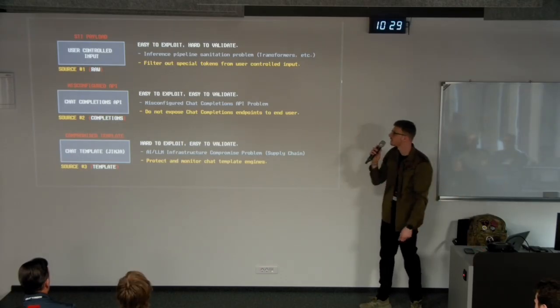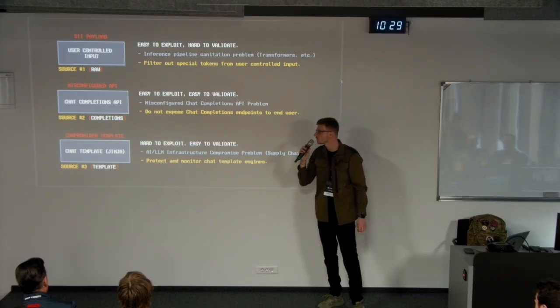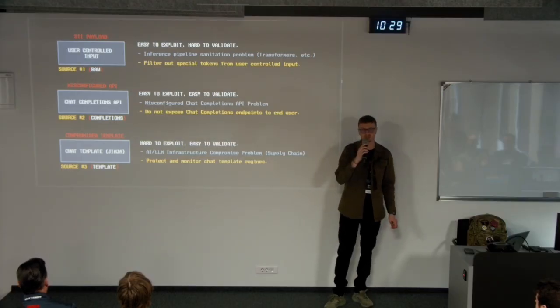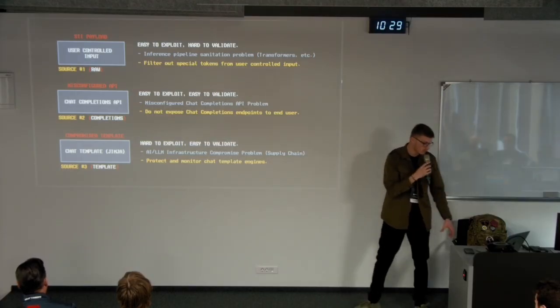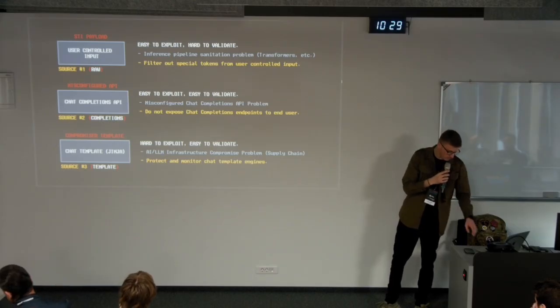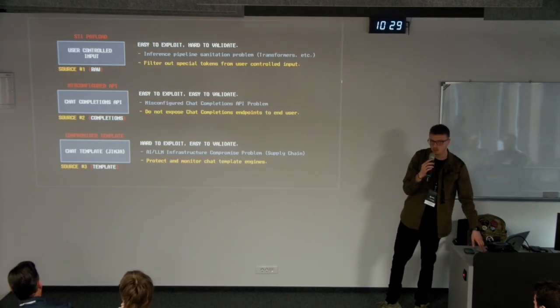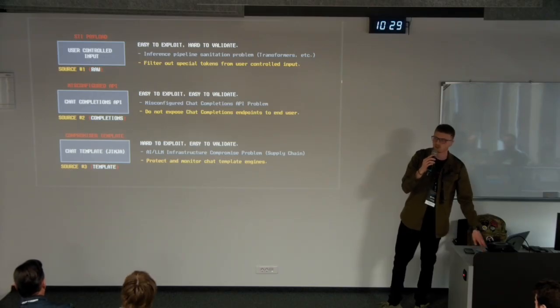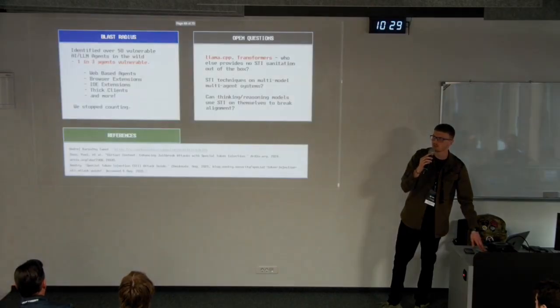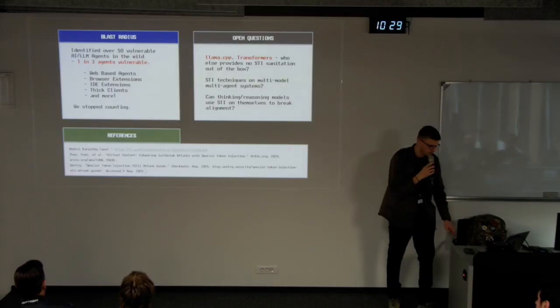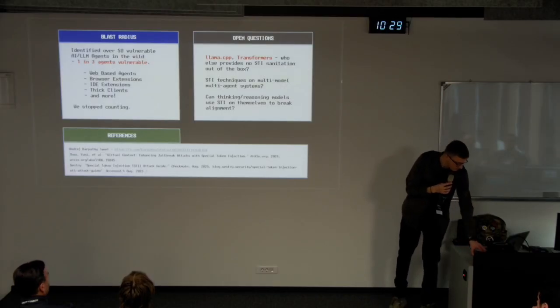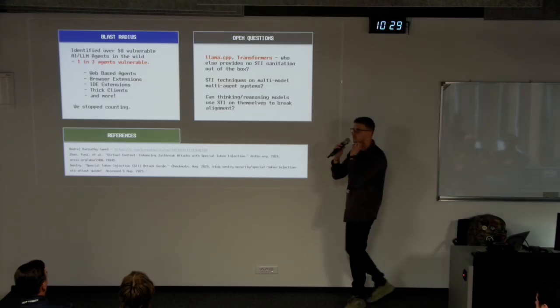And the last one is the hardest one to exploit, but it's the easiest to validate, just because we need to firstly compromise the host, modify the Jinja template, and then we can validate the special token injection. Now let's talk about the blast radius.